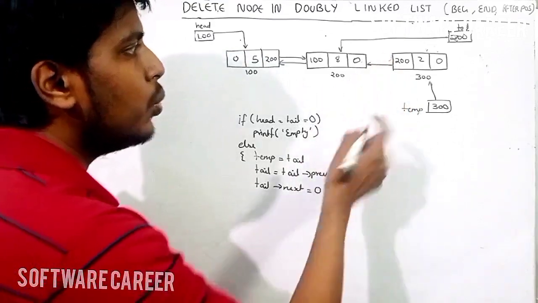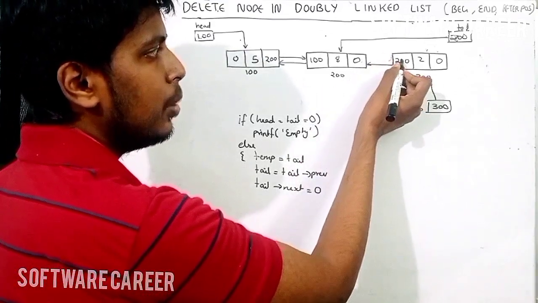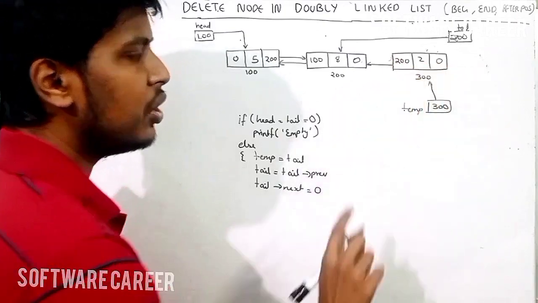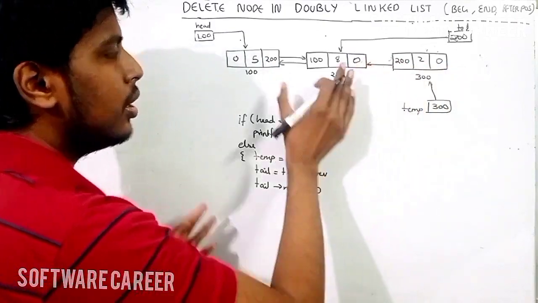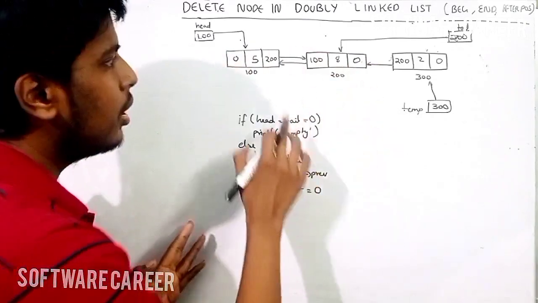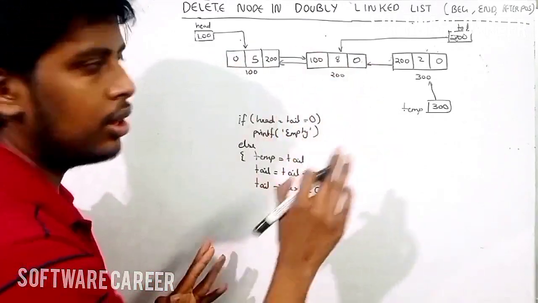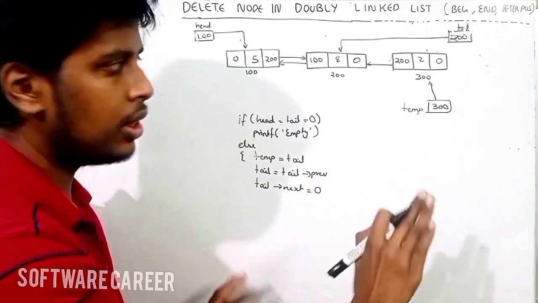So now see. Now no need to write 0 in the previous pointer of this node. It's a waste of time. This linked list is now considered to contain only 2 nodes. This is simply waste.